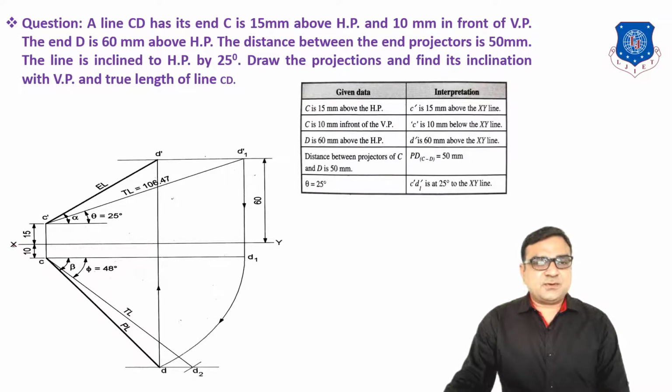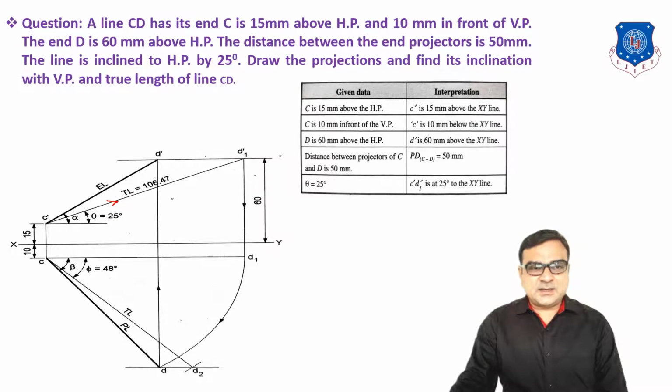So in this question, first of all, you have to draw the XY line, then draw C dash, C, front view and top view. Now from C dash, we have to draw one line, but the horizontal line which is 60 mm above HP. So 60 mm above XY, you have to draw one line. True length is not given, but theta is given. So from C dash, you have to draw one line at theta 25 degrees and this line intersects the horizontal line which is 60 mm above HP.